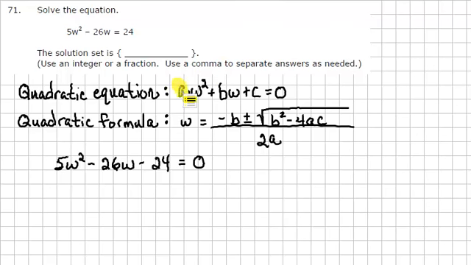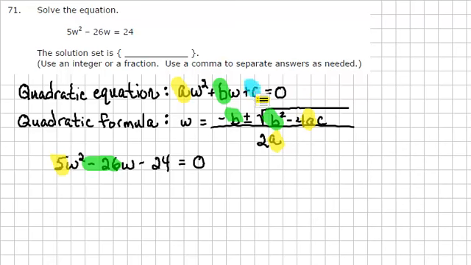The a is the coefficient of w squared. In our equation, the coefficient of w squared is 5, so wherever we see an a in the formula, we'll substitute it with the value of 5. The b value is the coefficient of w. In our equation, the coefficient of w is negative 26. So wherever we see a b in our formula, we will substitute negative 26 in its place.